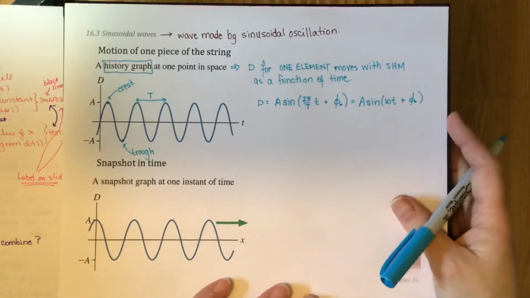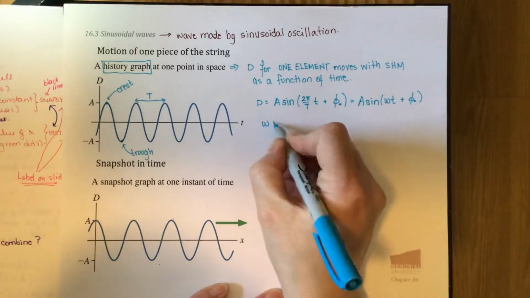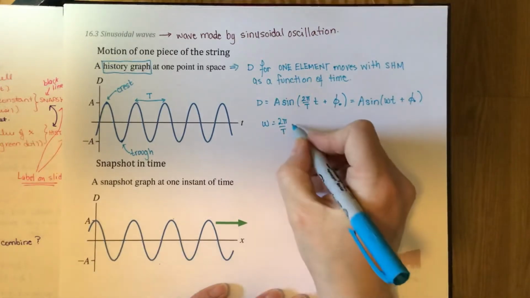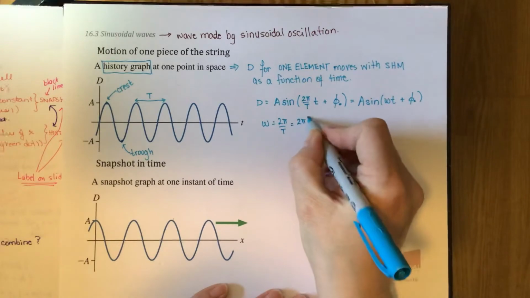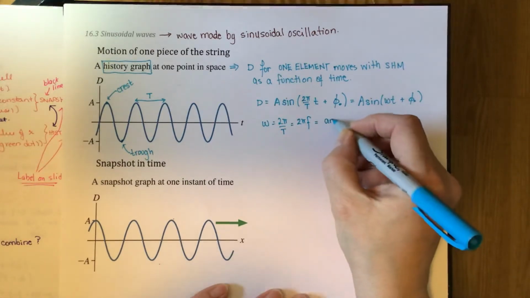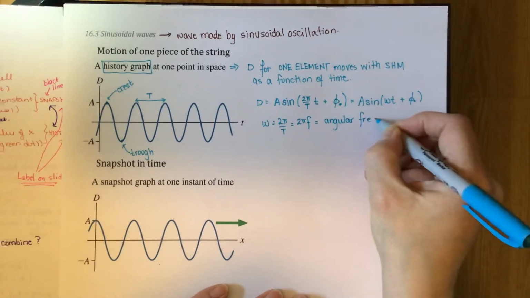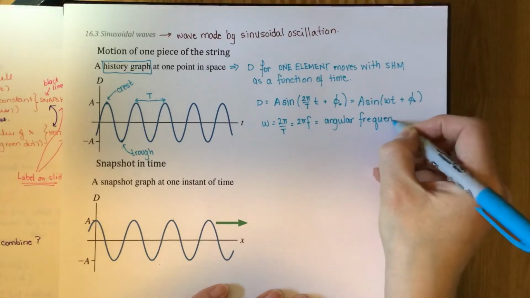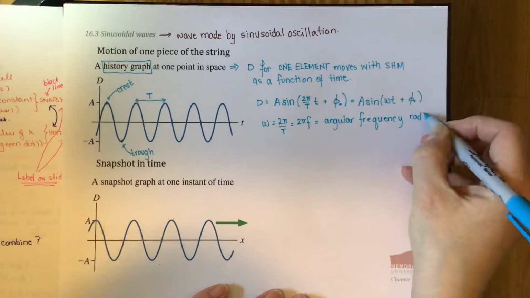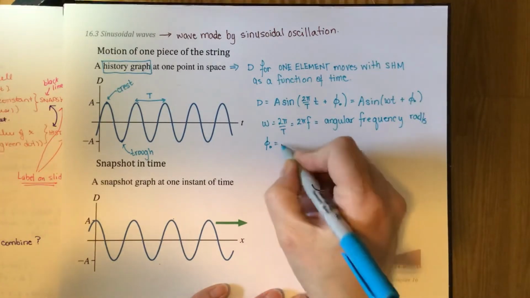So that's all pretty familiar from Chapter 15. Omega is 2π over T. And if you remember that T is 1 over f, it could also be 2π times frequency f. That's called the angular frequency. And that's measured in units of radians per second or just seconds to the minus 1. And then φ₀ is our phase constant.